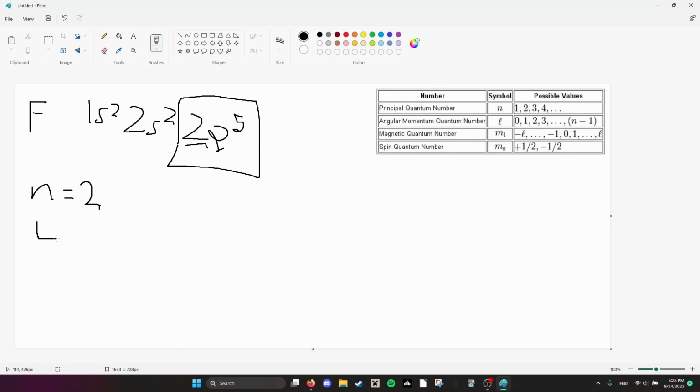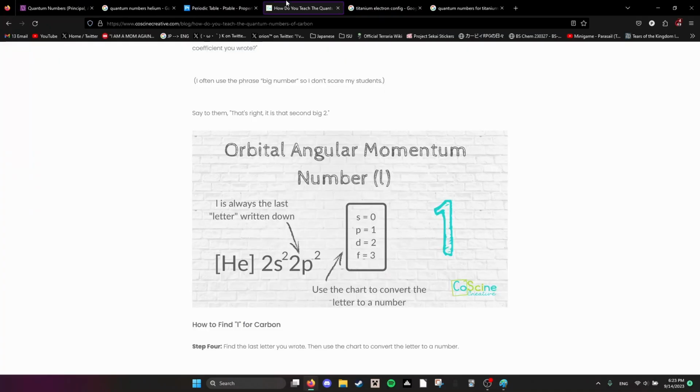Next letter we have is L. L can be anywhere from 0 to n minus 1. So in this case, if our n is equal to 2, L can be equal to either 0 or 1 because it cannot be equal to n itself. The easiest way to find that is to look at the orbital that you're in. In this case, we're in a p orbital. And I'm going to refer to this. We can see that if we're ending with a p orbital, our number is going to be L.